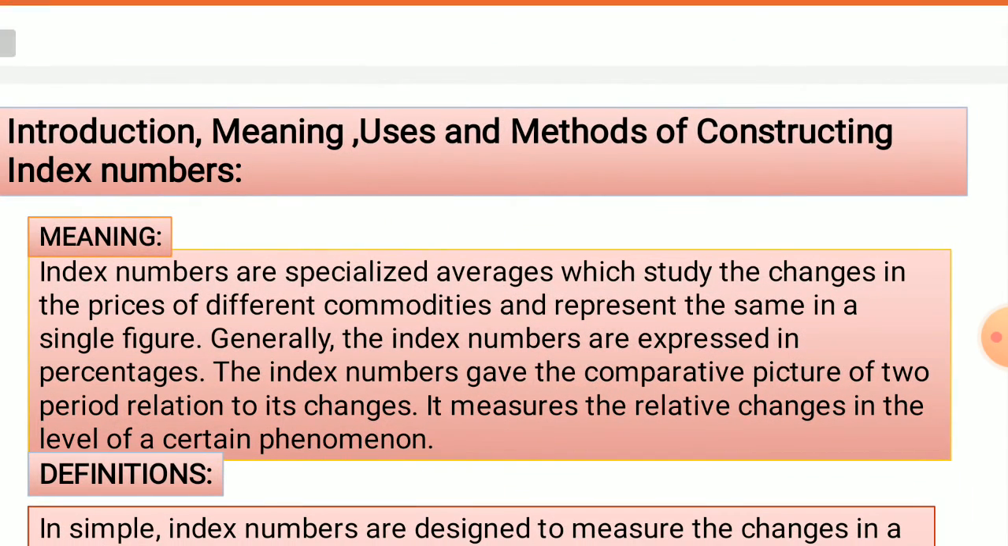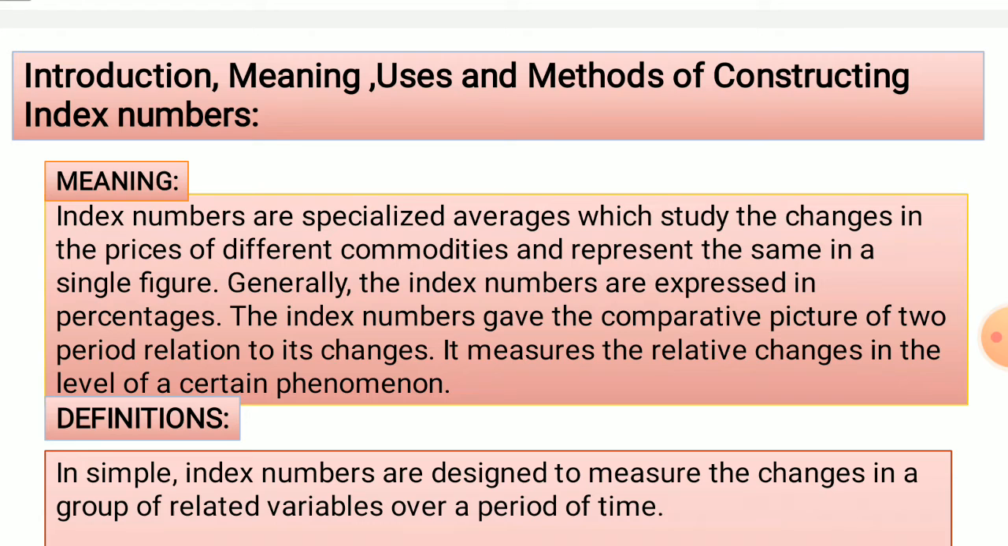An index number is a number which is designed to measure the level of a certain phenomenon as compared to the level of the same phenomenon at some standard period. So an index number is a number which is used to measure the level of a certain phenomenon as compared to the level of the same phenomenon at some standard period.